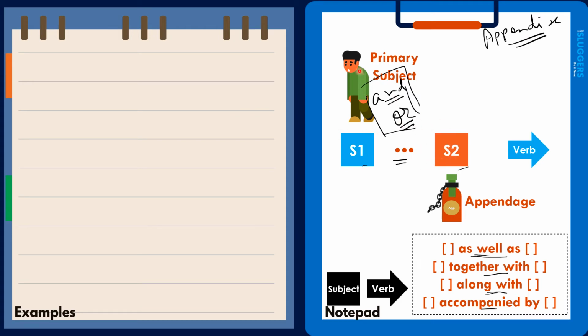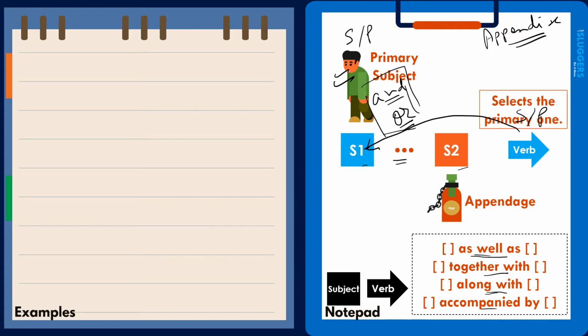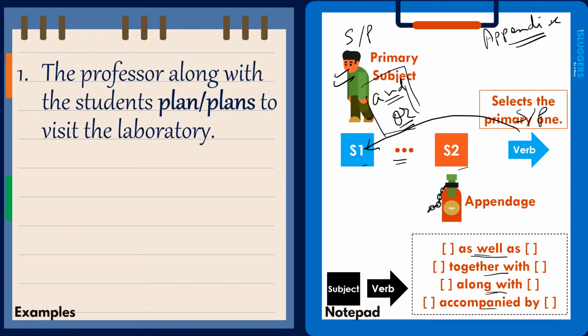So the first subject is considered the primary subject, the second one is the appendage, and hence the form that the verb will take will simply be the form of the primary subject. If the primary subject is singular in nature, the verb takes a singular form. If it is plural in nature, it takes the plural form. Okay, let's look at some examples.